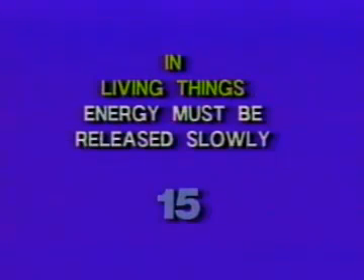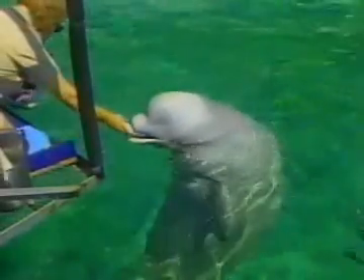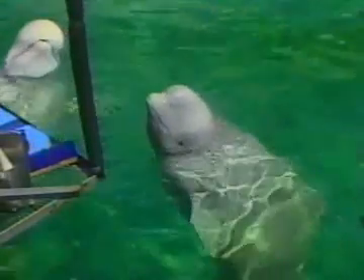Write this down under number 8 on your activity sheet. In living things, energy must be released slowly. This is done by converting food through a series of controlled steps into a usable form of energy. This usable form of energy is a molecule called ATP.